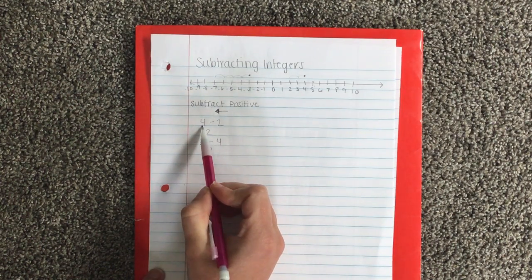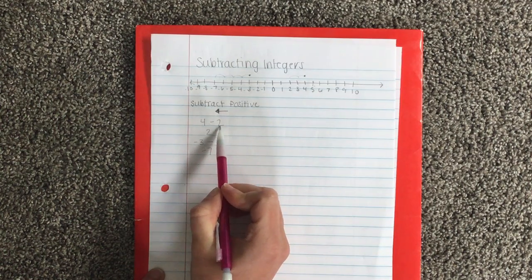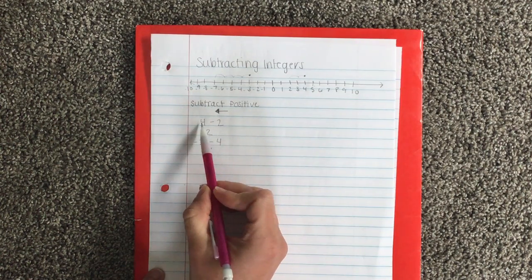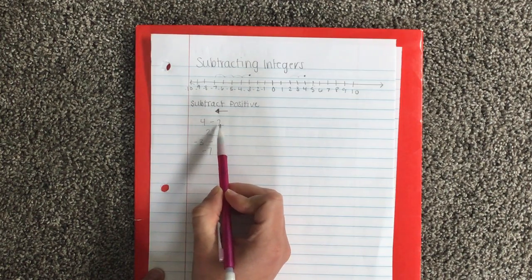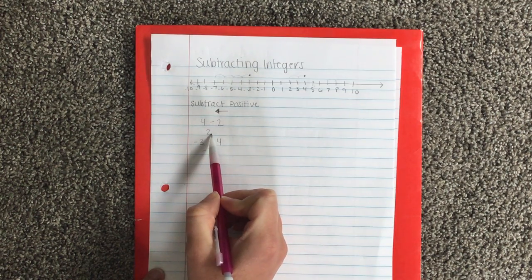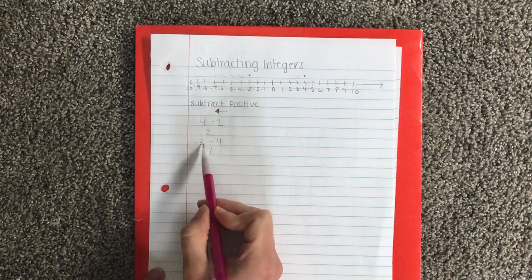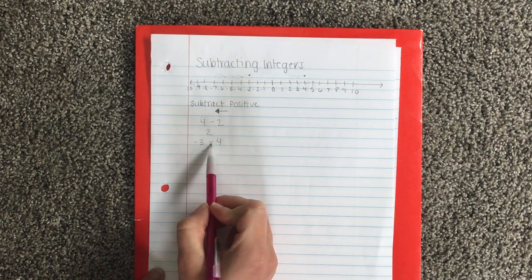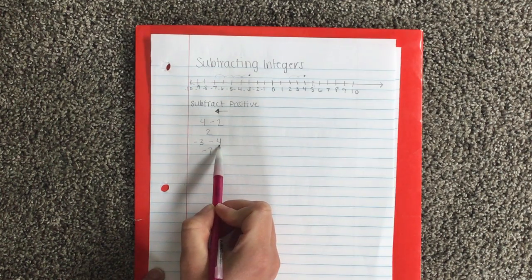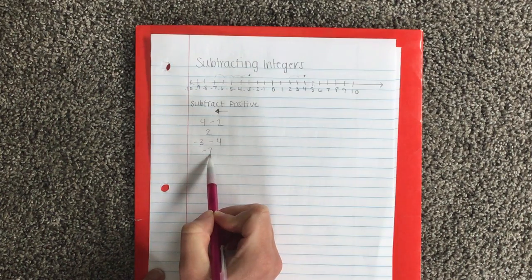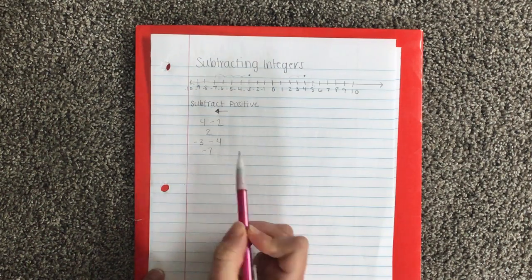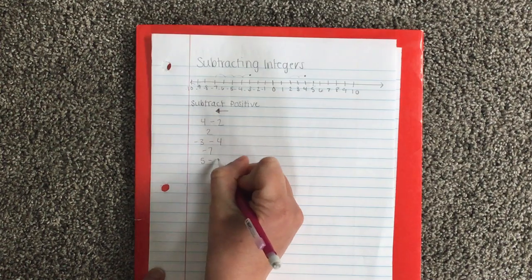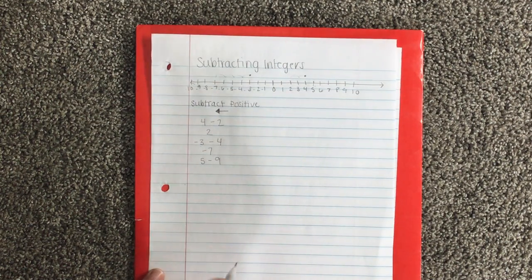I start with 4 M&Ms and I take away 2, so I'm left with 2. Or I start with $4 and I take away $2, I'm left with a positive 2. Here's a negative 3. I owe $3 and I minus another 4, or take away another 4, so I owe $7 altogether. I'd like you to try 5 minus 9. Push pause and try that now.